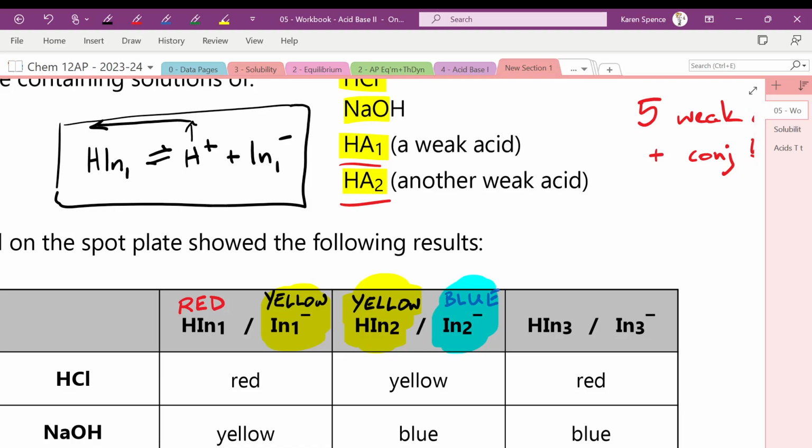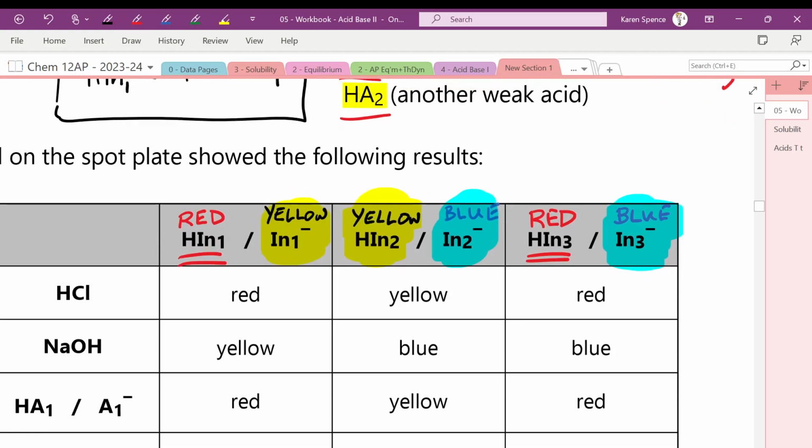How about HIN3? Which form is blue? The conjugate base one. Okay, so that is blue. And HIN3 is red. Okay.